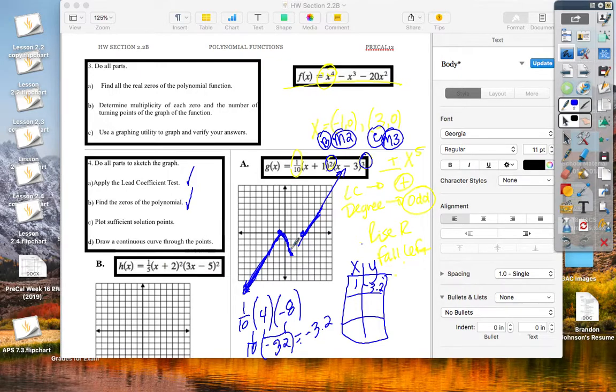And notice it's not exactly, actually, is it? I think it is exactly in the middle right there. So that means that would be my minimum right there, 1 comma negative 3.2, because it's exactly between negative 1 and 3. Okay? And then we could just draw that out, and there's your graph.